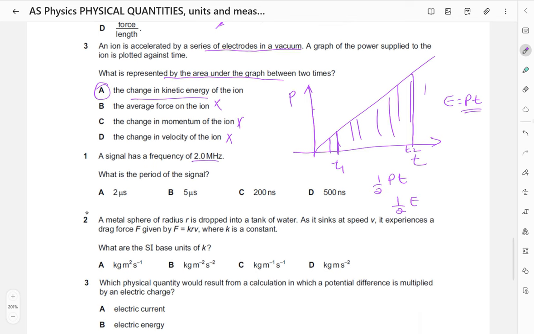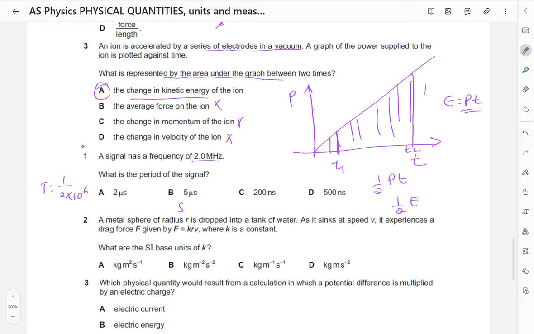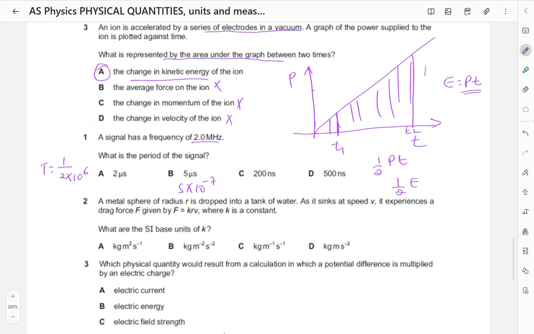A signal has frequency 2 megahertz. What is the period of the signal? So period is equal to 1 over frequency, which frequency is 2 times 10 power 6. So 1 divided by 2 exponent 6, because it is mega. That is 5 times 10 power negative 7.